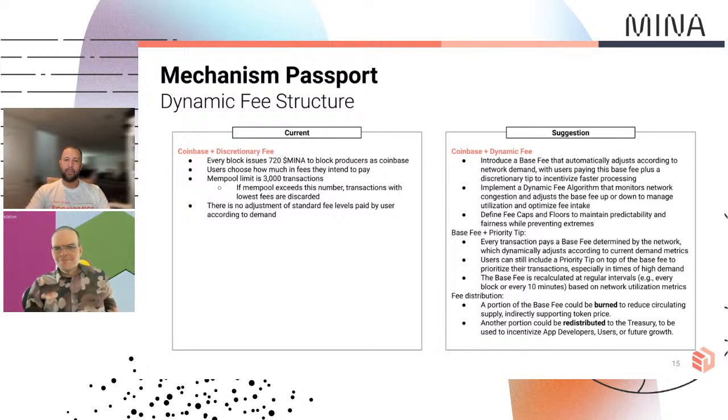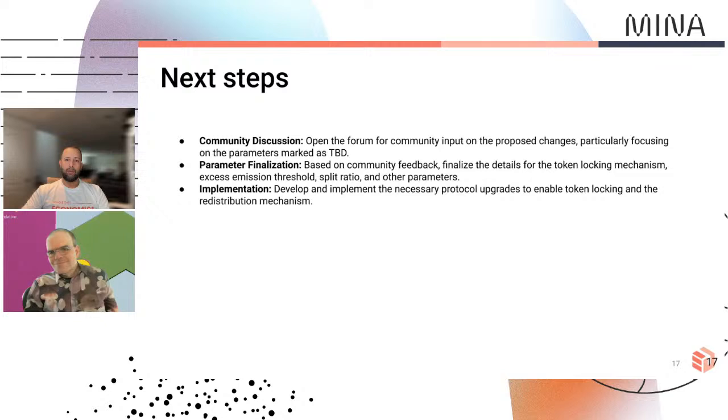So I'm going to go to the next steps, which are, as I mentioned, the community discussion, finalizing the parameters around the token locking mechanisms, token durations, the excess emission thresholds, the split ratio, and all those parameters. And once that is approved, then we get into the implementation. That will take us some time as well.